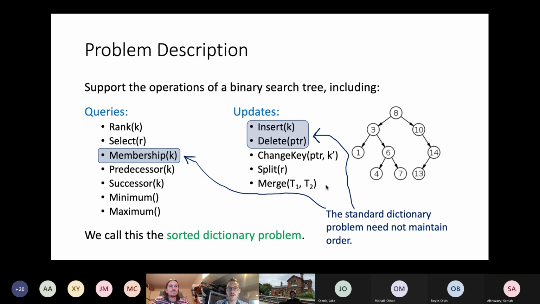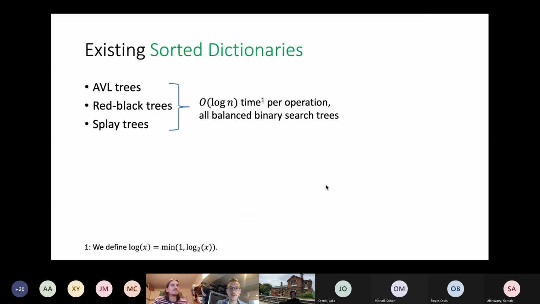And this is in contrast to the standard dictionary problem, where we're going to support membership, insert, and delete. The big difference that we'd like to emphasize is that the standard dictionary problem does not require that you maintain order. So we're going to look at these comparison-based data structures that do require this maintenance of order. In particular, the dictionary problem, at least in practice, you can just solve in constant time per operation with hashing.